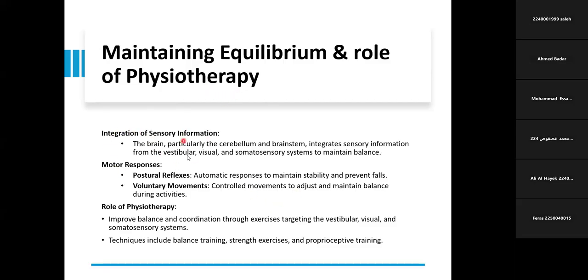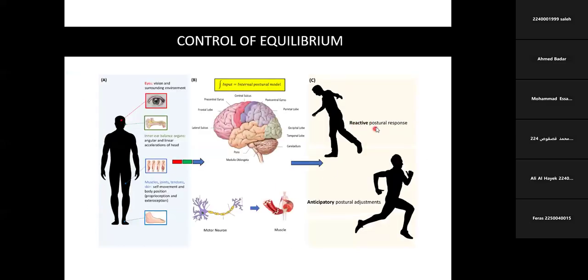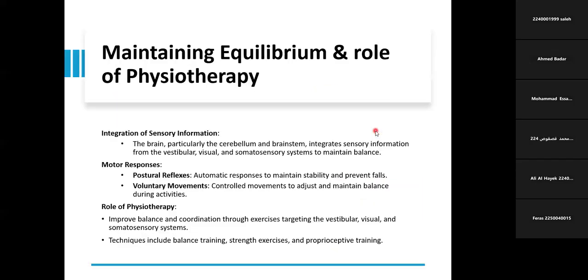Number one, all this information goes to the cerebellum, not the cerebrum, and brain stem, which integrates sensory information from vestibular, visual, and somatosensory system to maintain the balance. What are the two responses? The two responses are postural reflexes and voluntary movements. There is automatic response to maintain stability and prevent fall. I go back. Now we are explaining this. This is automatic postural response. So this is number one.